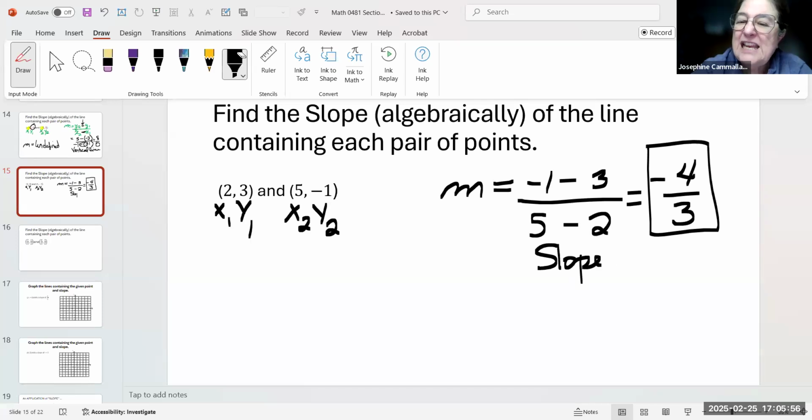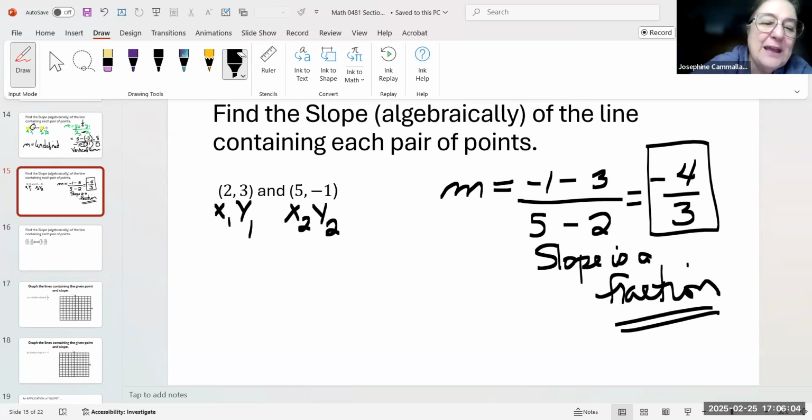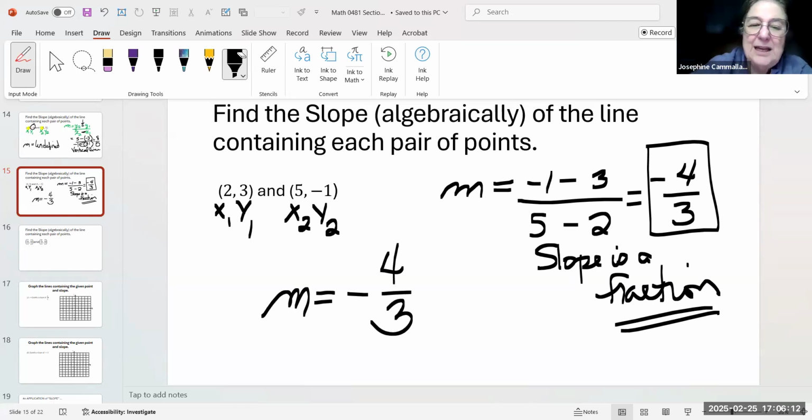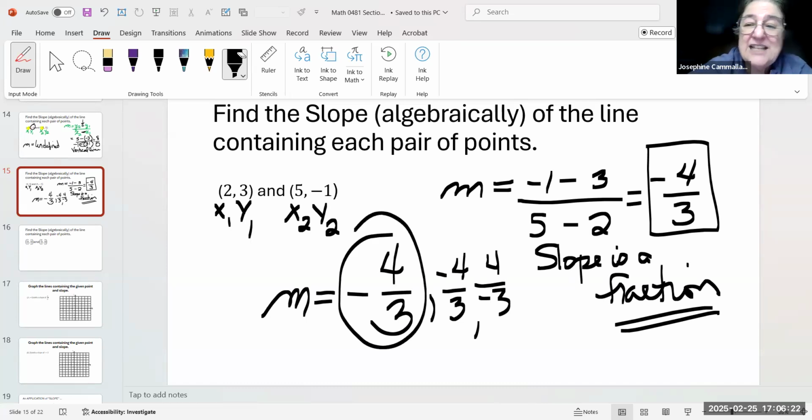Slope is a fraction. So that means my slope can be written -4/3. But remember, it could be -4 over 3 or 4 over -3. Alex likes this one, putting the negative sign at the fraction bar, because you don't know where the negative is going to appear. Okay?